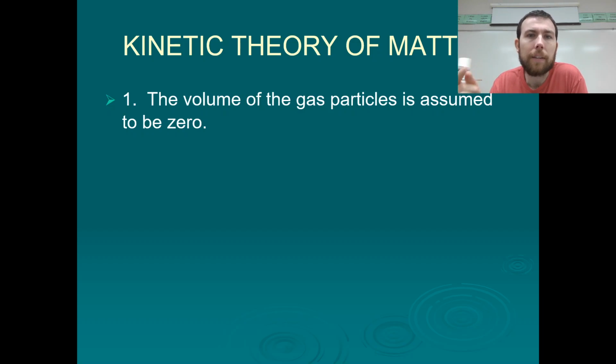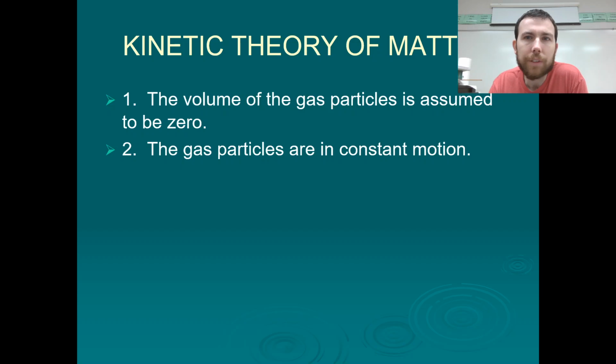The first being that the volume of the gas particles is assumed to be 0, right? Because when you start to think about how big the gas particles are as compared to the volume of the container, we can assume that the volume of the gas is 0. Now, we obviously know that the actual volume of the gas is not 0, so we know that there's some flaws and limitations here. But when we start talking about ideal gases, that's the assumption we operate with. The volume of a gas is assumed to be 0.